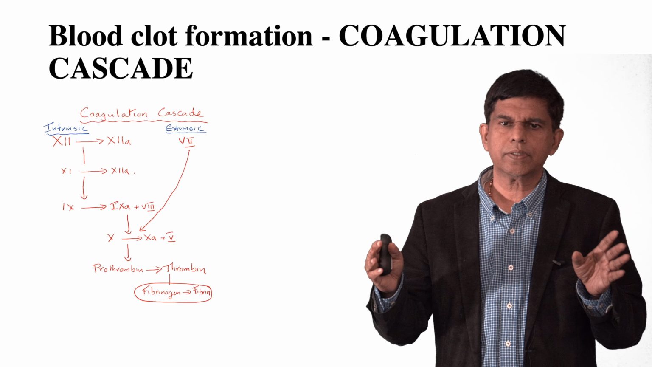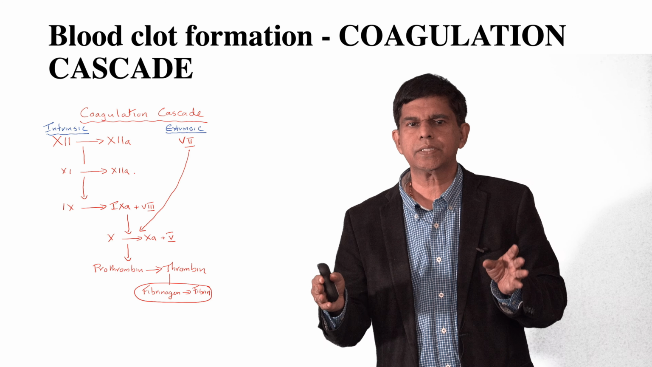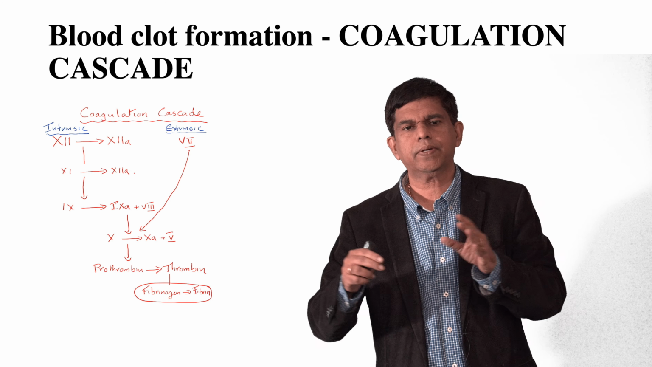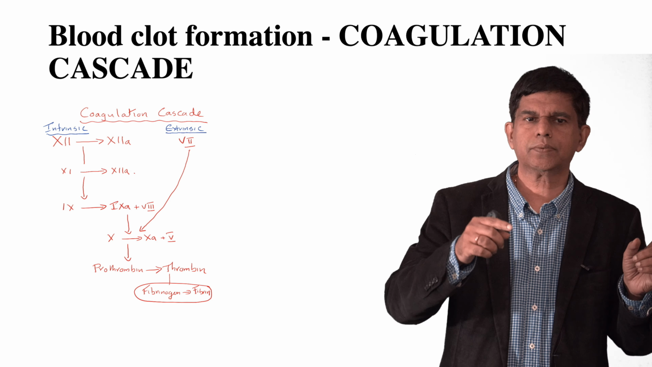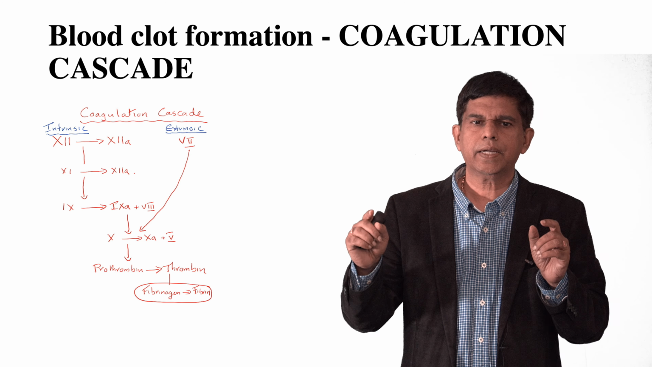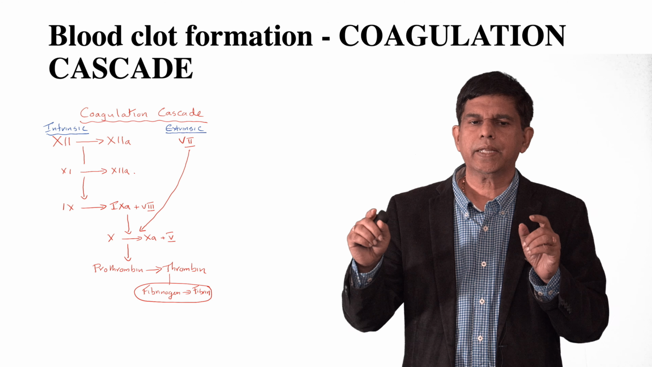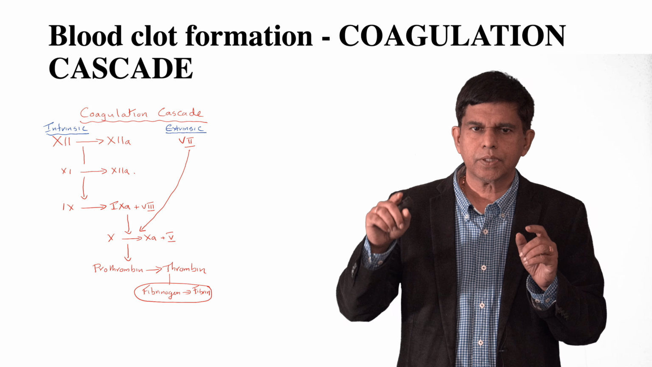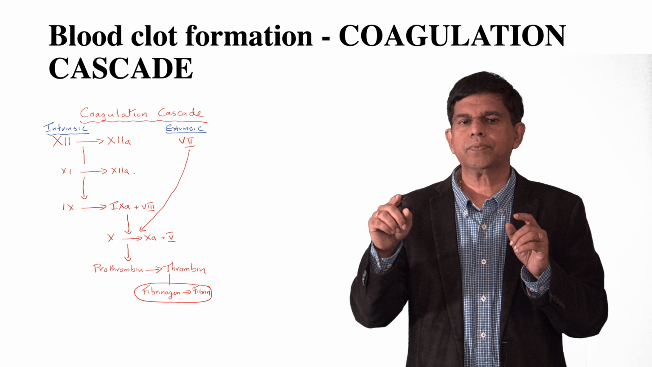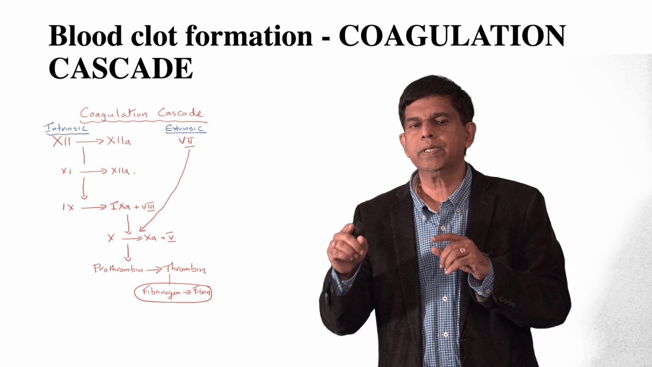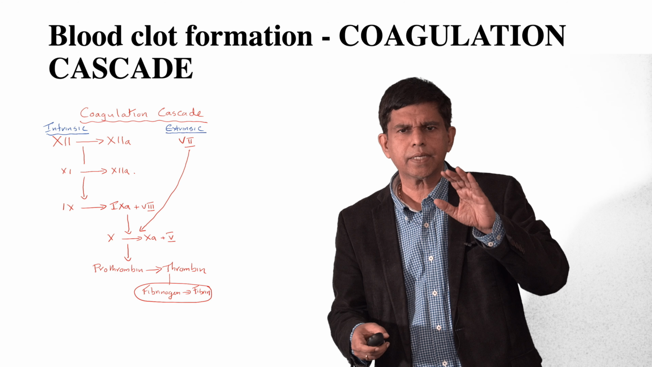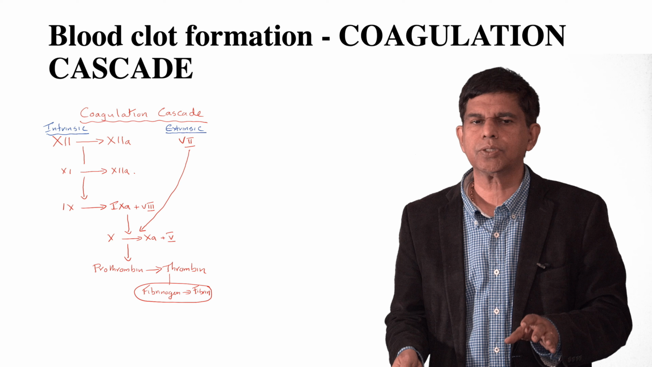If you look at the coagulation pathway, the blood clot formation pathway, there are two types: the intrinsic pathway and the extrinsic pathway. In the intrinsic pathway you have 12 to 12A, 11 to 11A, 9 to 9A, and then 10 to 10A. Then the extrinsic pathway has factor 7 coming into play, leading to 10 to 10A, then prothrombin to thrombin, and finally fibrinogen to fibrin, which forms the blood clot. This is the basic mechanism.